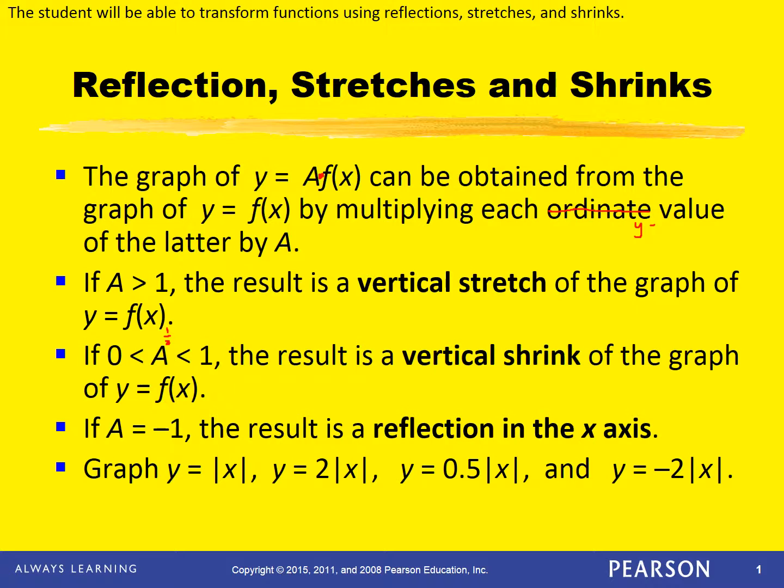And so here's a problem. Y equals absolute x. Y equals 2 times absolute x. 2 is a number greater than 1. Y equals 0.5 times absolute x. And y equals -2 times absolute x. So take a moment to think about how each of those 4 graphs will look.